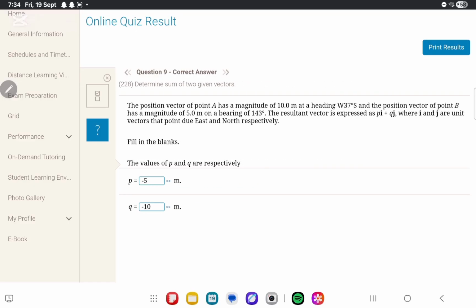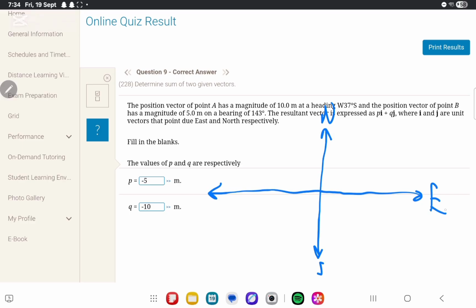Question 9. The position vector of point A has a magnitude of 10 meters at a heading of west 37 degrees south. So let's plot this on a graph. On a graph, north, south, east, west. West 37 degrees south, so it's going to be something like this. 37 degrees, and the magnitude, this is A equals 10 meters.